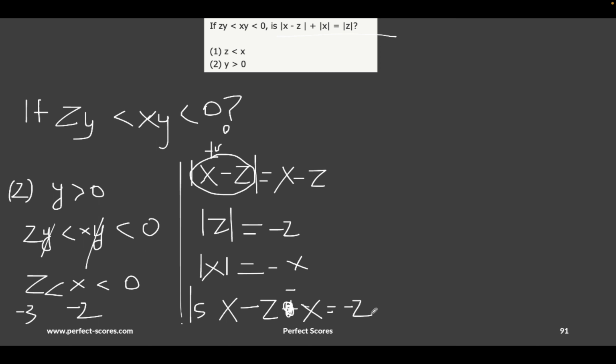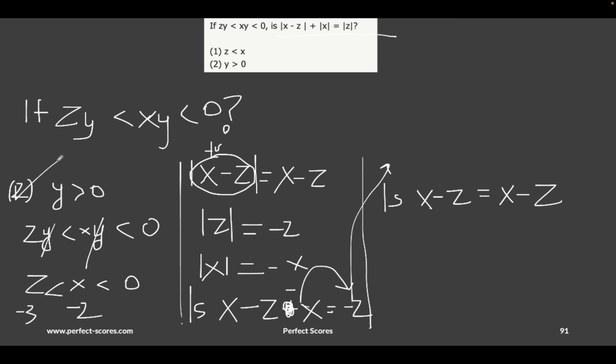So is that true? Well, yes, that's true, because if you solve this equation here, what turns out? You get x minus z minus x equal to minus z. If you take this x here, that becomes positive. So this is x minus z equal to x minus z? Well, that's true. So that means when y is positive, this whole thing is true. So that means this statement is sufficient. So that's the case here.